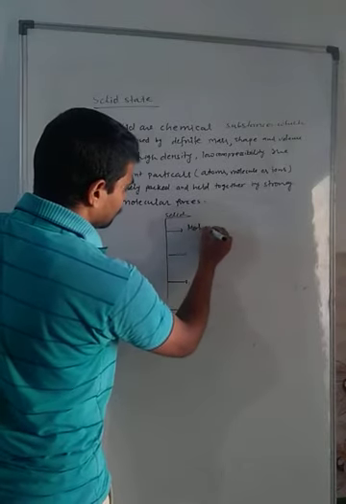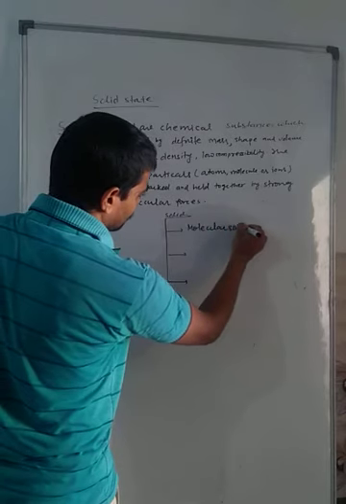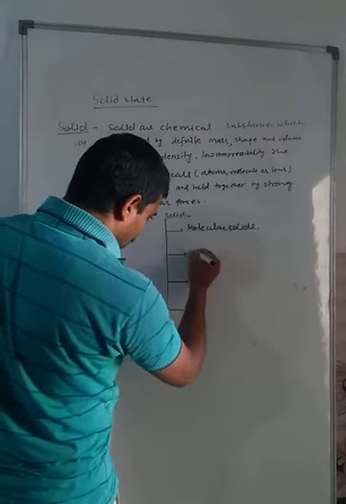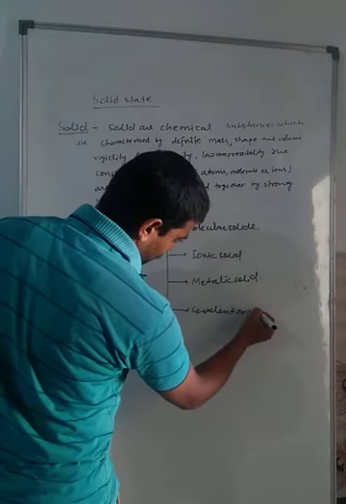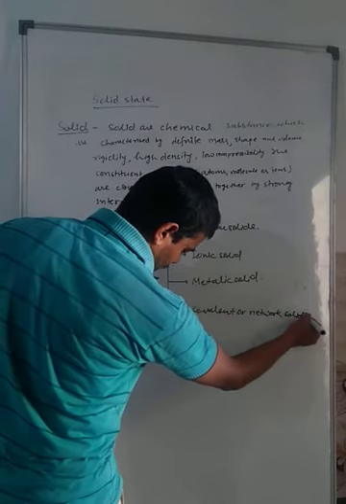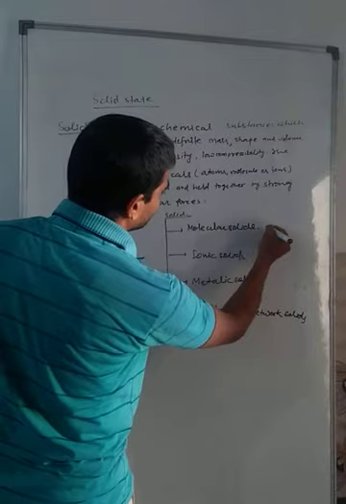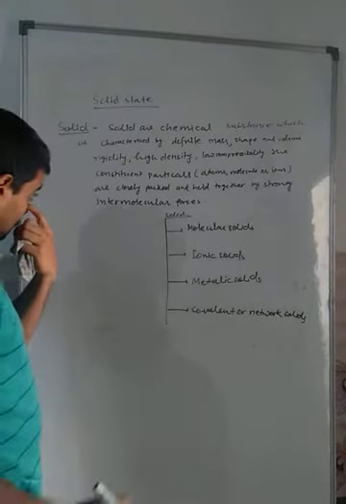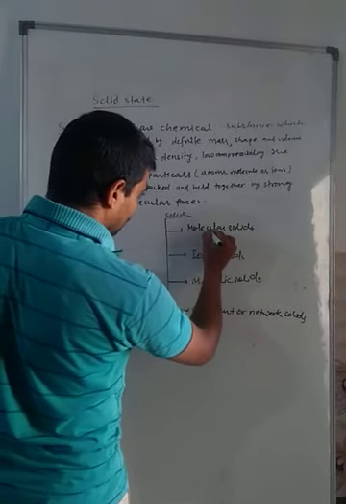molecular solids, ionic solids, metallic solids, and covalent or network solids. Network solids. Molecular solids are further divided into groups.